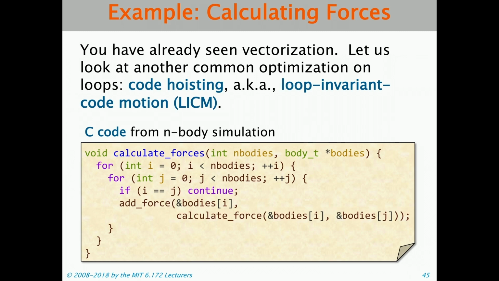For all the bodies, zero to number of bodies. For all the bodies, zero to number of bodies. As long as you're not looking at the same body, call this add force routine, which calculates the force between those two bodies, and add that force to one of the bodies. That's all that's going on in this code.